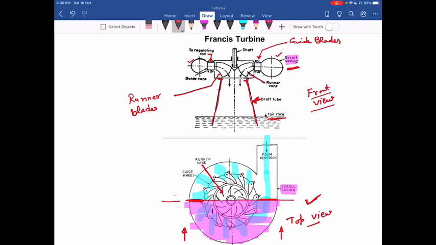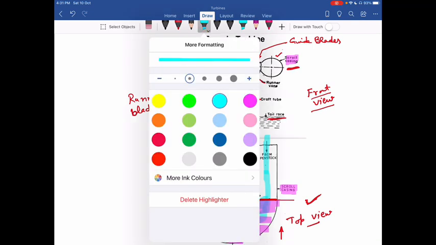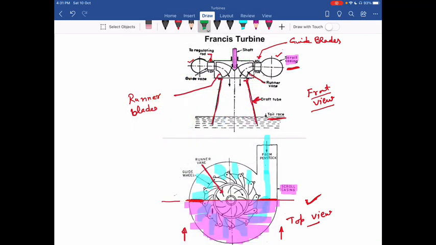Okay. Then this shaft of the turbine, this is connected to the runner blades. Okay. This is connected to the runner blades.